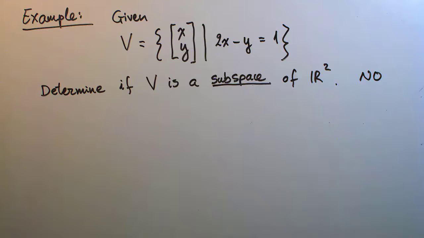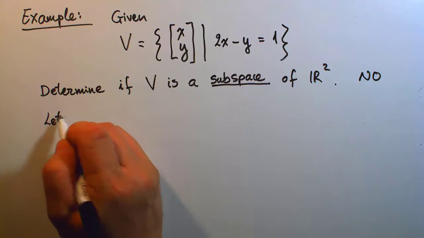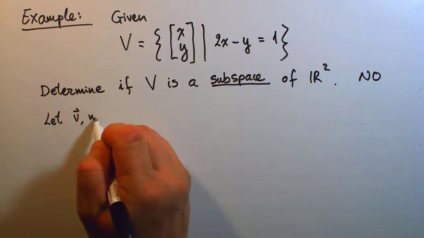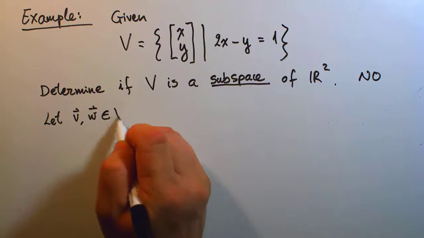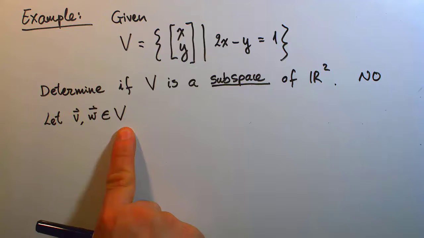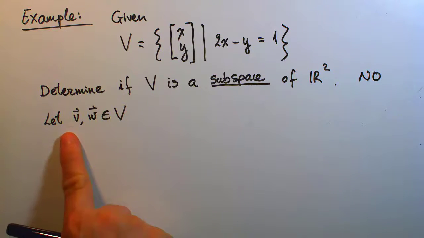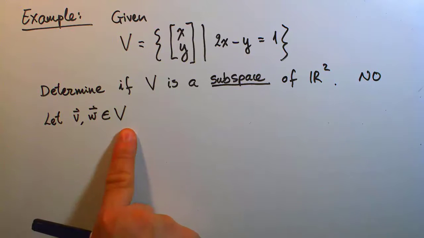So remember, what's crucial here is that we have to start out with any two vectors. So let V and W be from the set V right here. If we want to prove that V is a vector space in general, then any linear combination of V and W has to once again be in V.